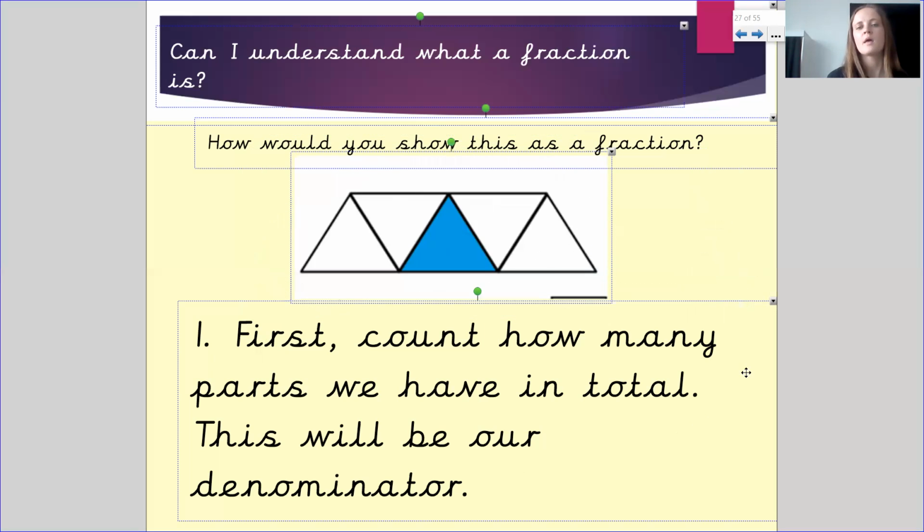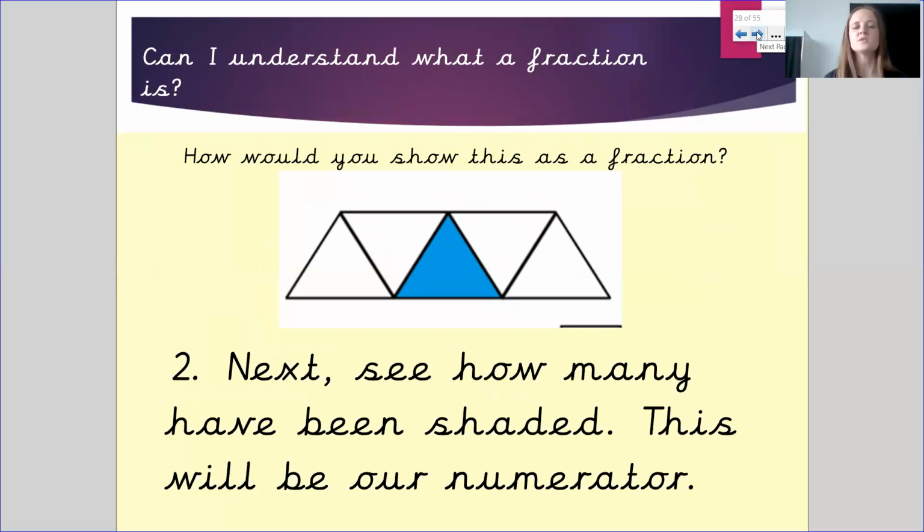Okay. Then we count how many have been shaded in. I can see I've got my whole, I've said that there are 5 parts that make it up. I can see that there's only one that's shaded in, so my numerator will be parts of a whole that are shaded in.